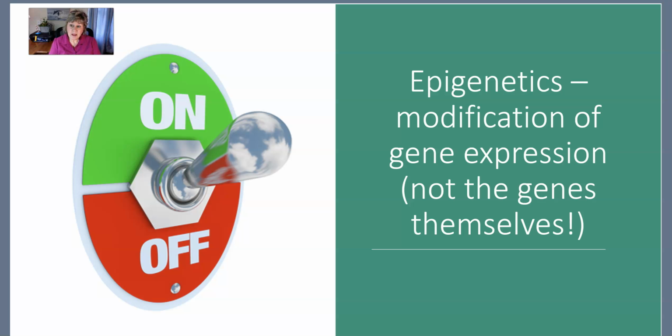And what's so important about this is epigenetics turns genes on and off. This is a modification of gene expression. Gene expression means which genes are turned on and off. This doesn't refer to the genes themselves. You have a certain number of genes and types of genes that are there. But which ones get turned on and which ones get turned off?